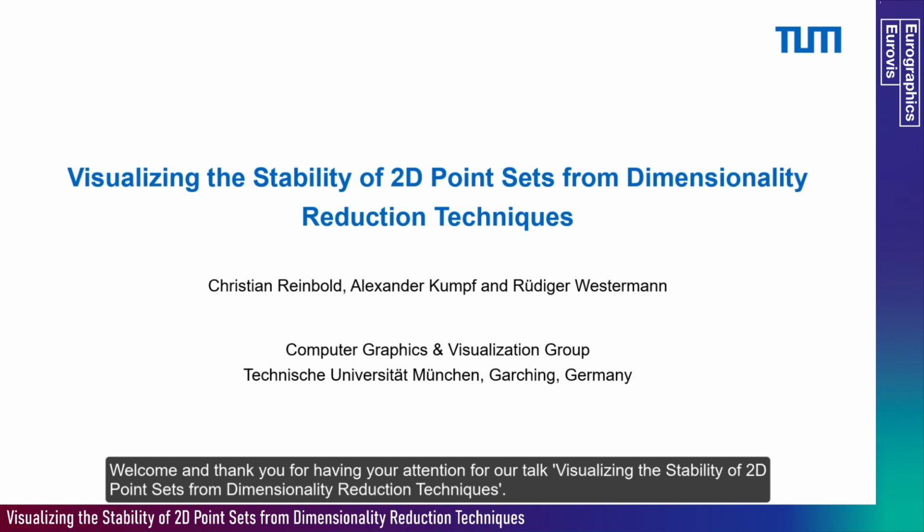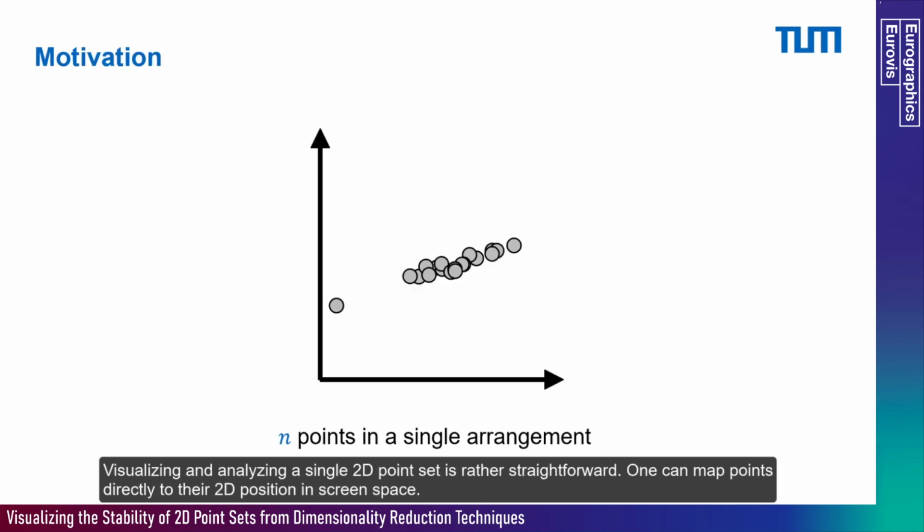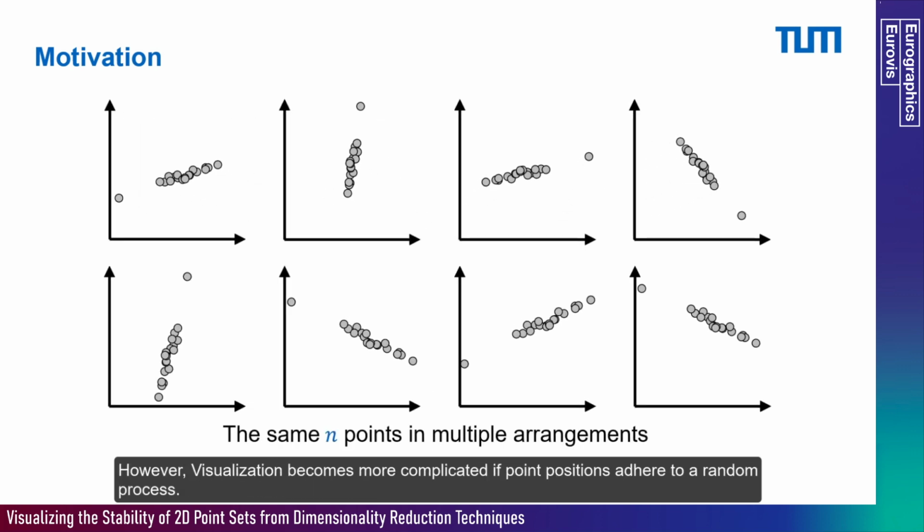For our talk, visualizing the stability of 2D point sets from dimensionality reduction techniques. Visualizing and analyzing a single 2D point set is rather straightforward. One can map points directly to their 2D position in screen space. However, visualization becomes more complicated if point positions adhere to a random process. By sampling from this process, we can obtain an ensemble of 2D point sets, so-called arrangements.